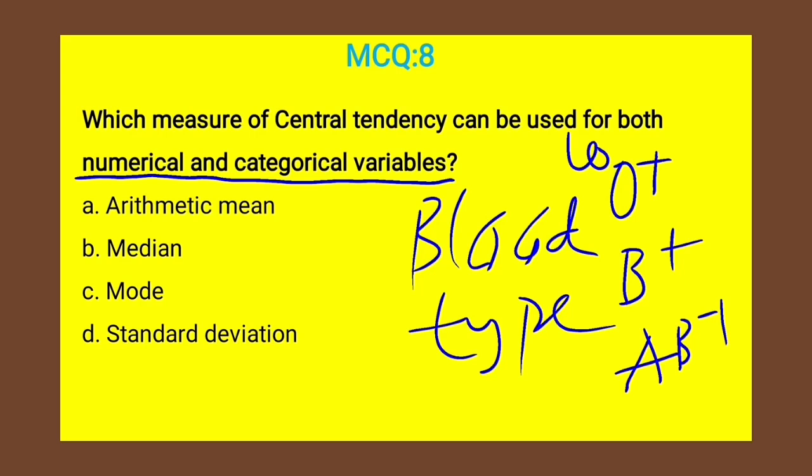Okay, so the approach here is that the most occurring blood type within the data is O positive, for example. Then we can say that the measure that can be used for both numerical and categorical variables is the mode, because it will help us to know the number and the group in which a particular variable falls. It wouldn't be the median or the arithmetic mean.